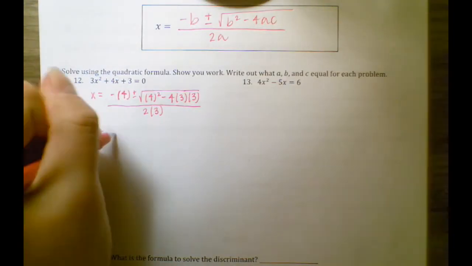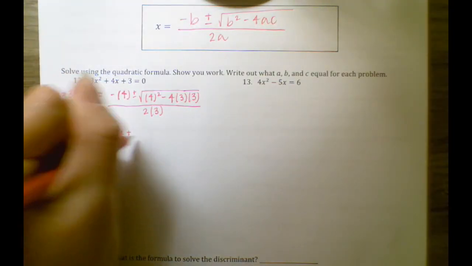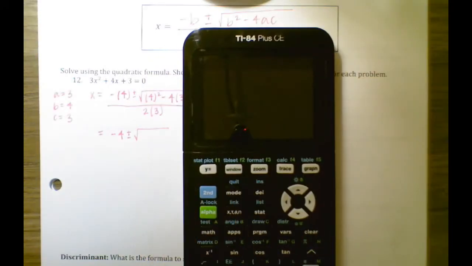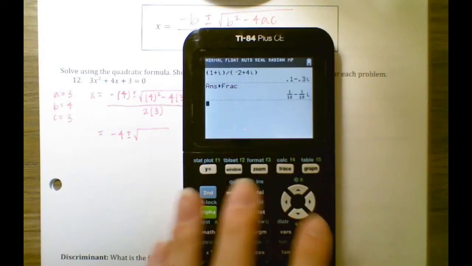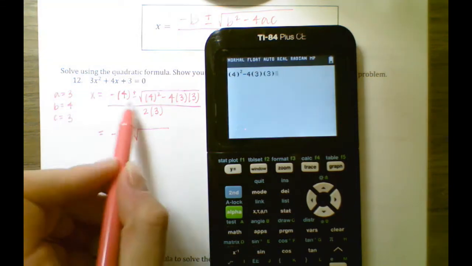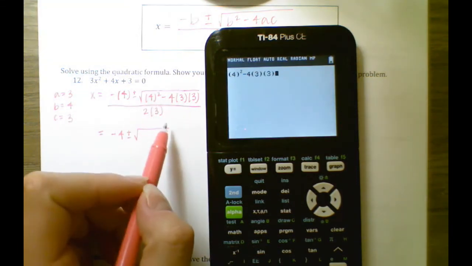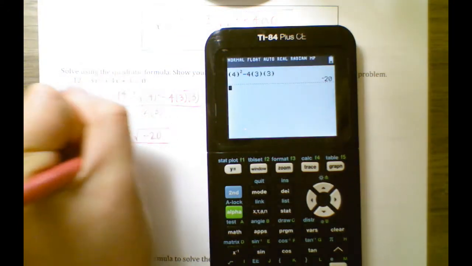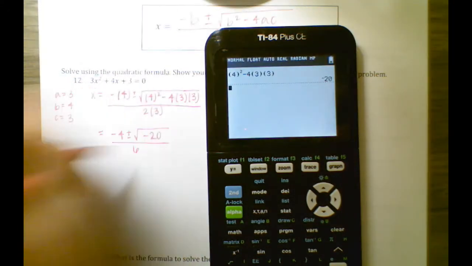All right, so from here I have negative 4 plus or minus the square root. Now remember, in the last video when you guys were learning this, you guys can just type this all into your calculator right here. So I have 4 squared minus 4 times 3 times, whoops, I gotta type in 3 times 3. Now again, make sure you guys are using your parentheses in case you have like a negative or something so you don't forget anything funky. So negative 20 all over 2 times 3 is 6.